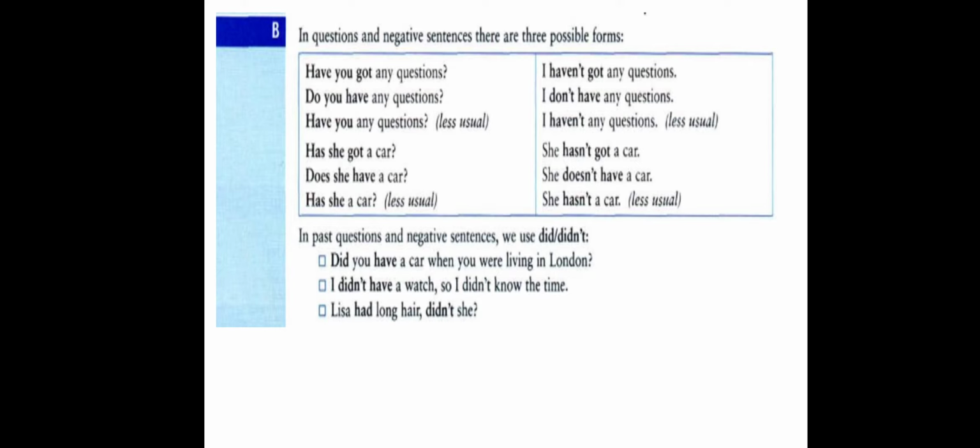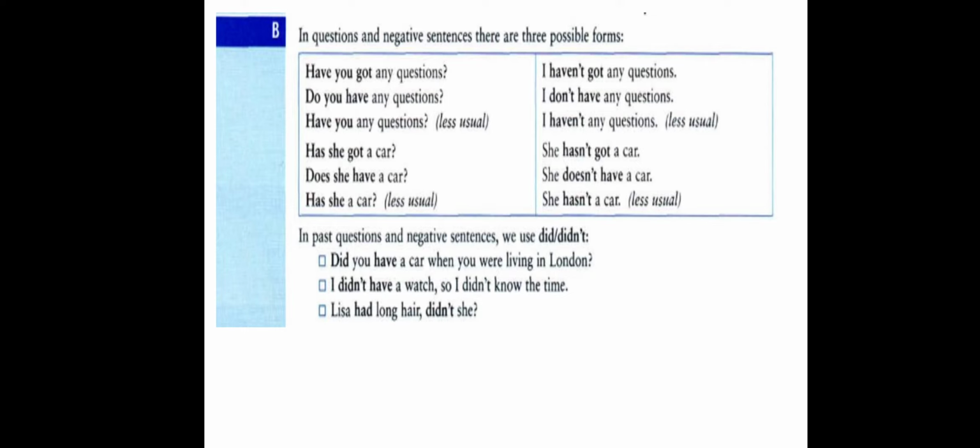In past questions and negative sentences, we use did and didn't. And to form a past question, if we think of the past of have, then it becomes had. To form a question in the past, we use did, because did is the auxiliary verb for the past form. We use did, because had is a main verb. And the verb had goes back to its base form, have.